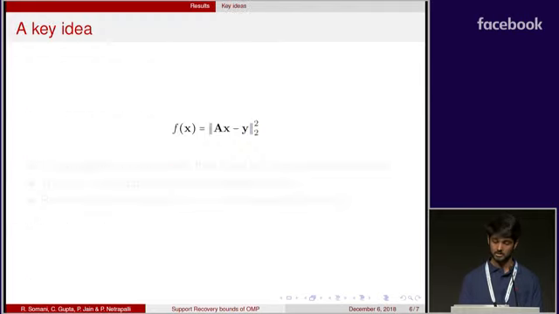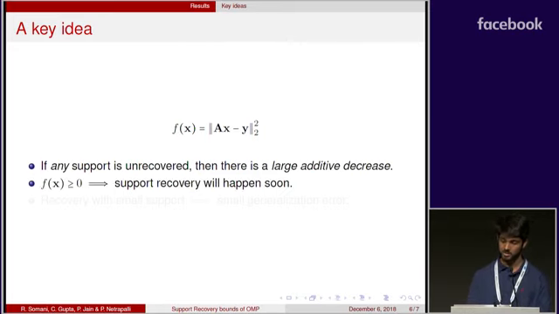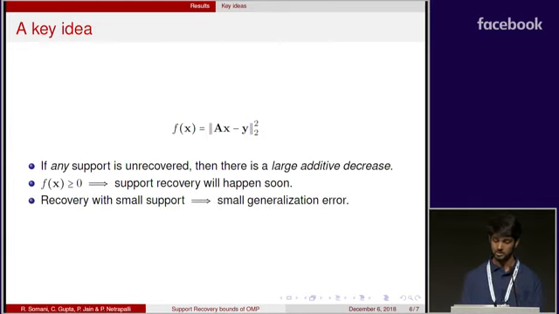Here we would like to discuss a key idea of the work. We show that if after a reasonable number of iterations there is any support unrecovered, then there is a large additive decrease in the function value. And because the function is non-negative, we can show that the function can be properly lower bounded by a positive quantity. Support recovery will happen very soon. And one can easily show that support recovery with a small support implies small generalization error.